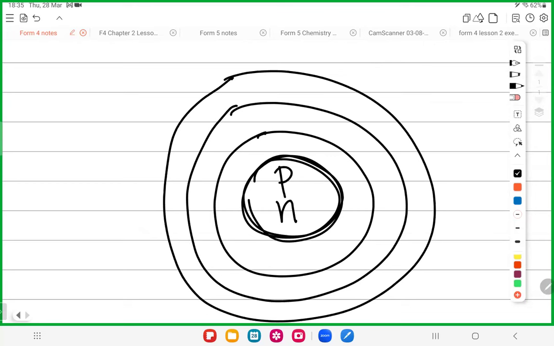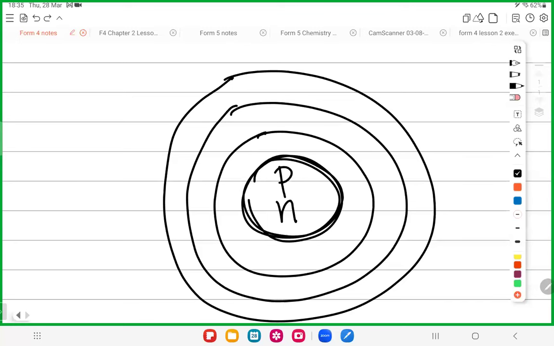You can have more than one orbit, more than one shell. How many shells should we draw? We will learn this in the next lesson. For now, I just want you to know all these circles are shells. The shell is where the electrons are moving. Okay, one more.